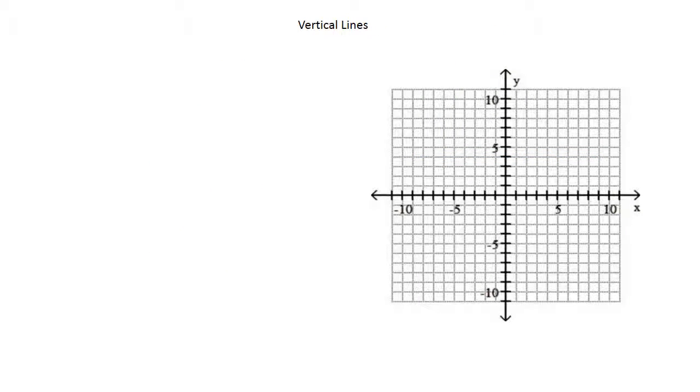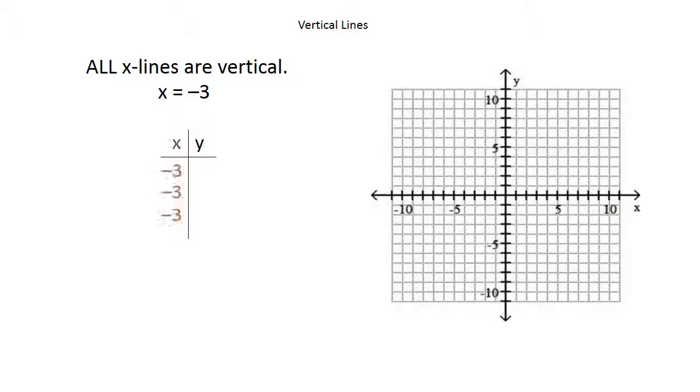With vertical lines, it's just the opposite. So you're thinking x lines this time. All x lines are vertical. And in this example, we could pick an x equals -3, and we would know that that's a vertical line. If we were going to do a table of values, this time the x values would all have to be -3, and we can pick random values for the y values.